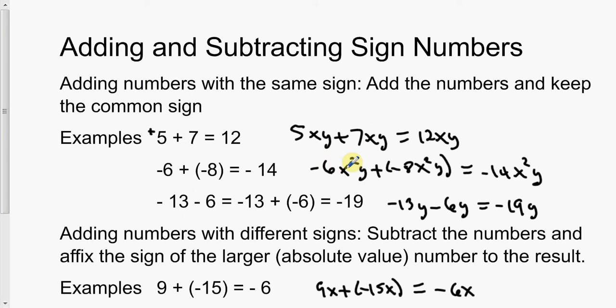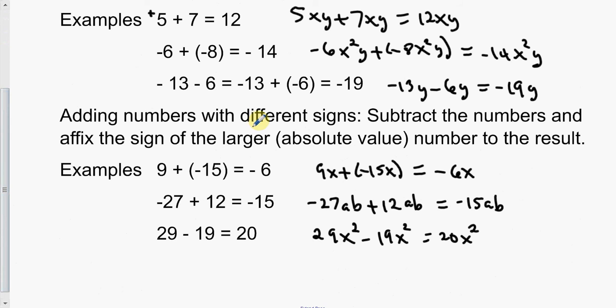This is negative 6 there, a negative 8 here, right? Negative 6 x squared y, negative 8 x squared y. I'm adding two terms that are negative. I get 14. They're both negative, so it's negative 14. Keep the common variable expression x squared y. Negative 13y minus 6y: 13 plus 6 is 19. They're both negative, negative 19. Keep the variable expression y.